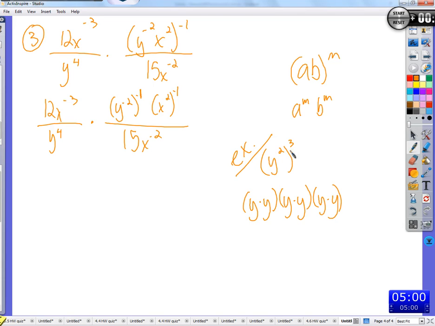When you raise a power to a power, we're having this many groups of this many factors. That's just multiplication. We have six factors of y here. So when you raise a power to a power, you do multiply them together.